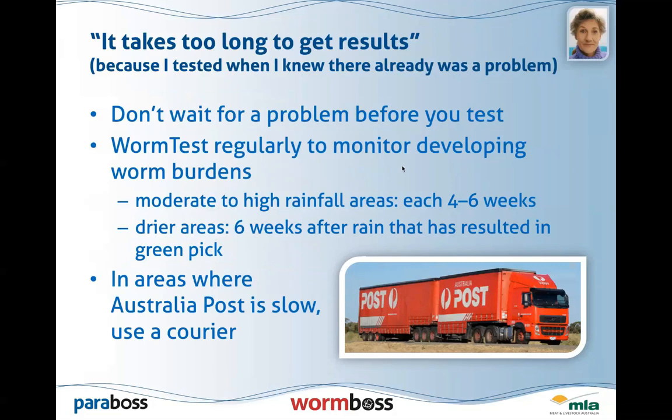Now, in moderate to high rainfall areas, it's a good idea to test every 4 to 6 weeks. 4 weeks in more of the peak Barber's pole worm season, 6 weeks as you're going in through winter. In drier areas, you can wait and worm test, say, 6 weeks after you've had rain that's resulted in green pick, because the green pick's a really good indicator that worms are active.